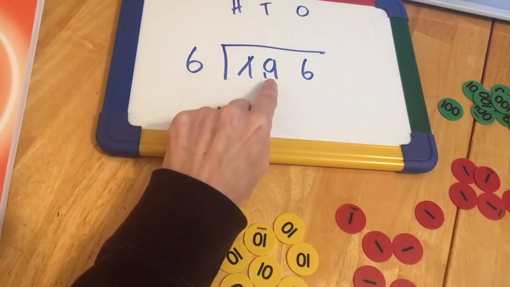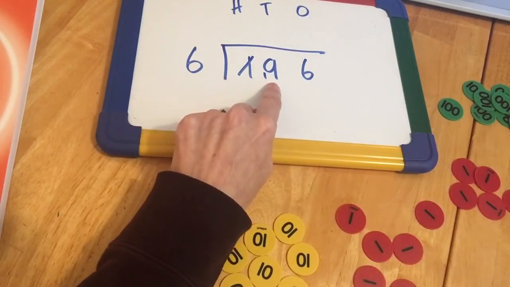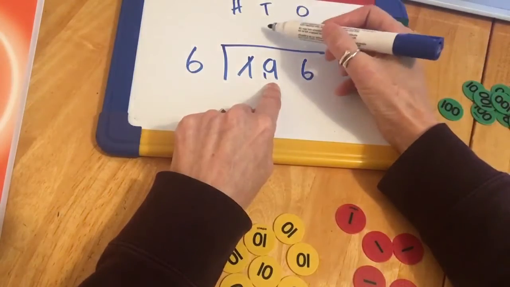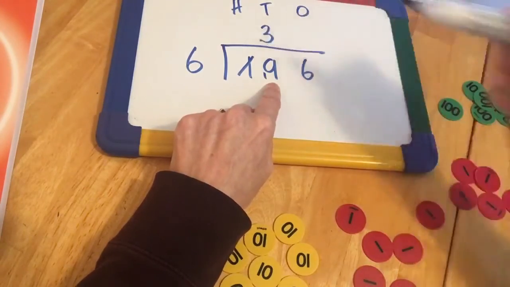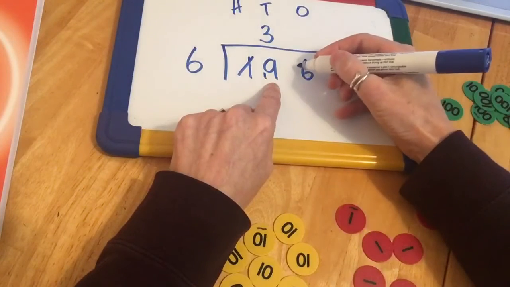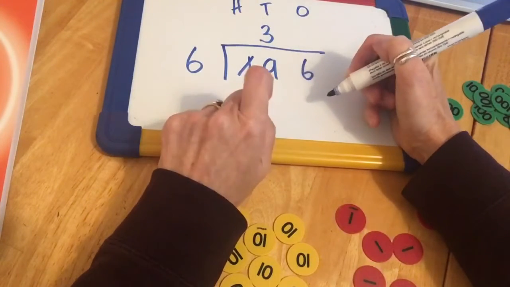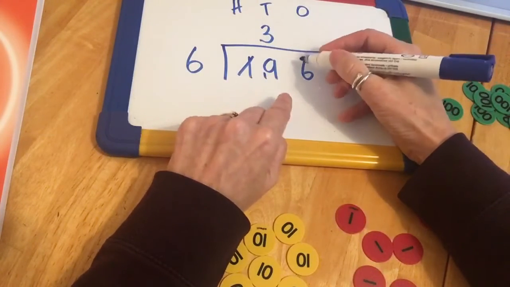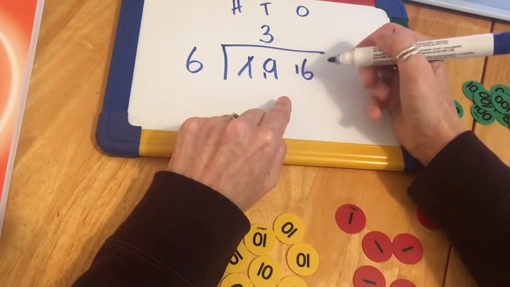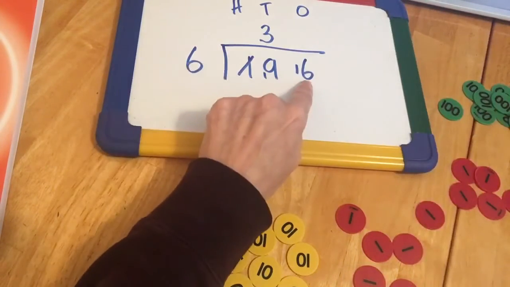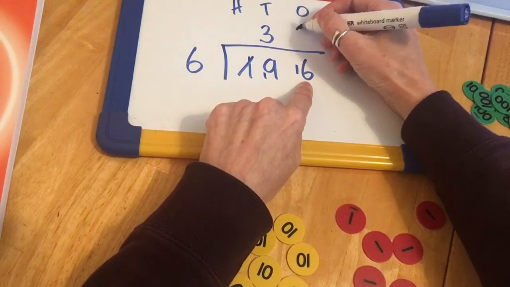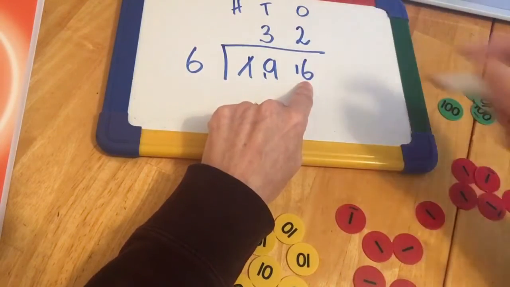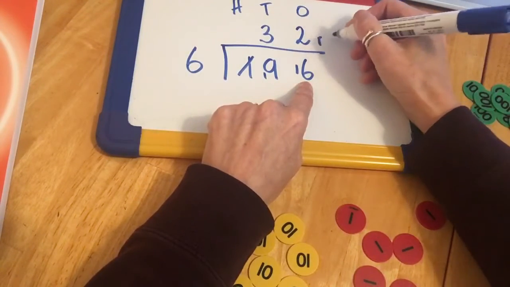How many groups of 6 can I get out of 19? I know my tables. So I know that I can get 3 groups of 6, which is 18, which leaves me with 1 ten left over. Can't divide that into any more groups. So I'm going to exchange that for ones. How many groups of 6 can I get out of 16? The answer is 2, which is 12. So I'm going to have 4 left over.